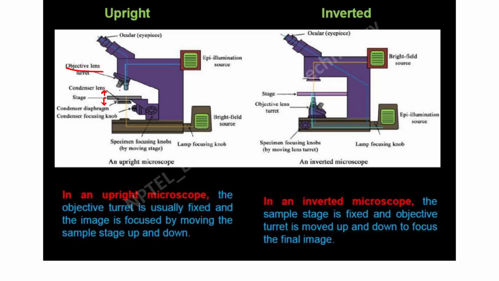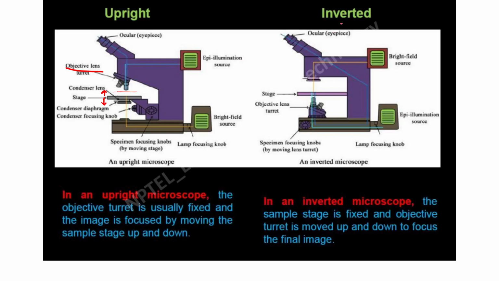Now, as I'm saying, this stage is moving up, so it will be very close to the lens, right? So I cannot keep a whole petri dish on this. I can keep only thin slides with the samples, like with a bacterial or a fungal sample. I cannot keep a whole petri plate or a culture plate on this, because that will be a very big dish, right? We don't have enough space between the lens and the stage where we are keeping our specimen.